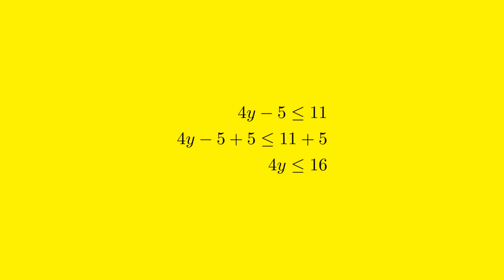First, we begin with the inequality 4y minus 5 is less than or equal to 11. Our goal is to isolate the variable y by performing a series of operations to both sides of the inequality.